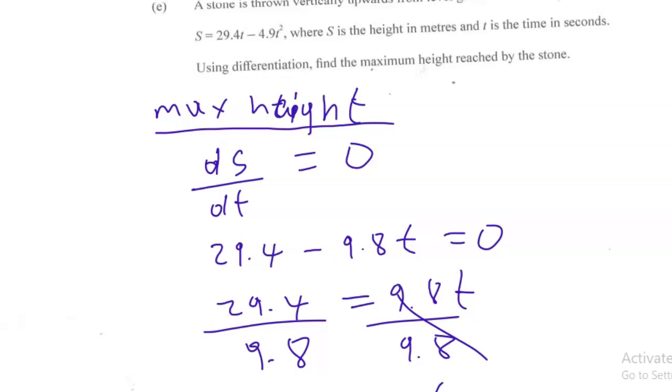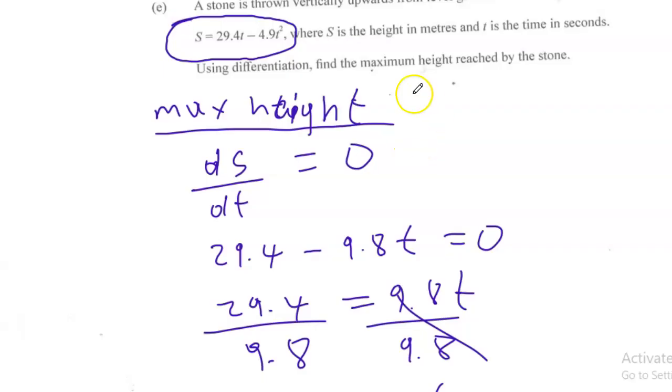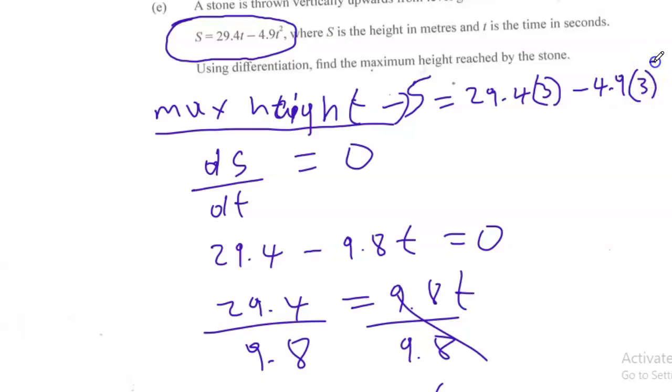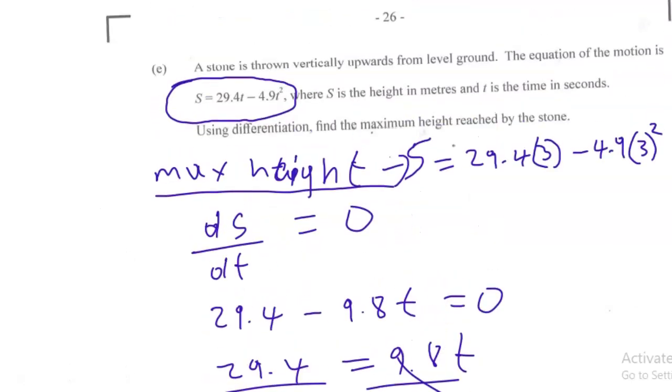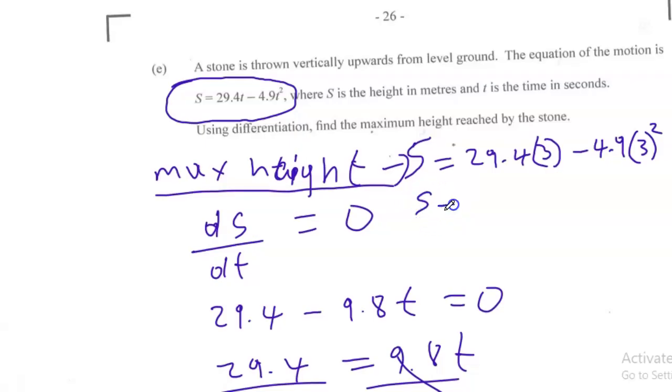So remember S is the height, so to get the maximum height, we substitute 3 for the t, so it's 29.4 times 3 minus 4.9 times 3 square. Alright, because the maximum height is after 3 seconds. So to get the height, replace t with 3, so we end up with the maximum height.